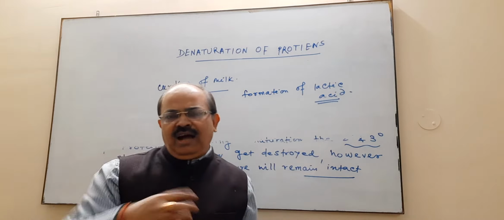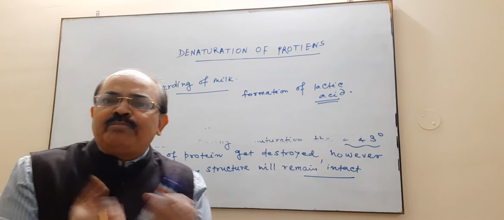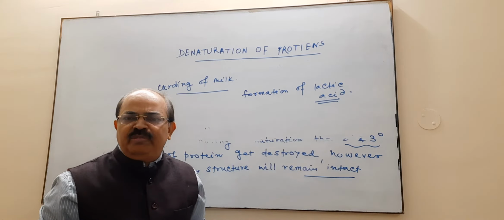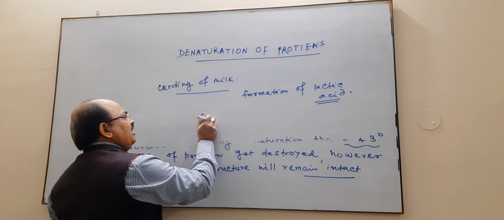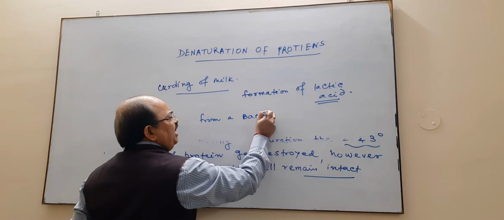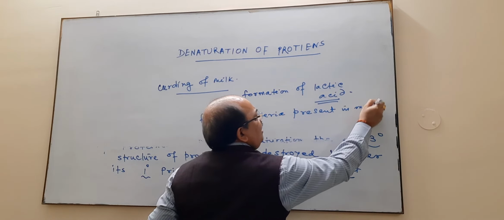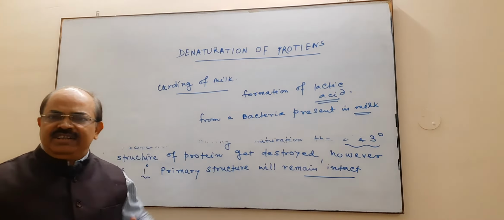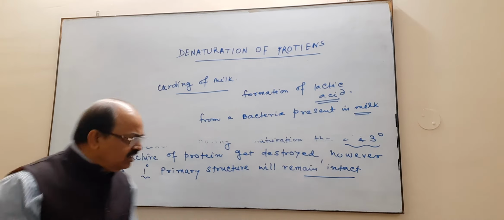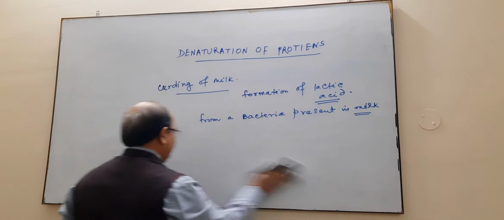मिल्क में क्या होगा, आप कह सकते हैं कि लैक्टिक एसिड का फॉर्मेशन होगा by a bacteria present in milk. सवाल उठता है कि ये लैक्टिक एसिड बनेगा कैसे? तो ये लैक्टिक एसिड बनेगा from a bacteria present in milk. मिल्क में एक बैक्टीरिया होता है जो आपको लैक्टिक एसिड बनाएगा and that will cause curding of milk.